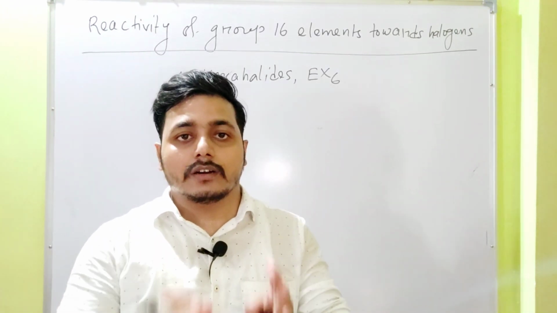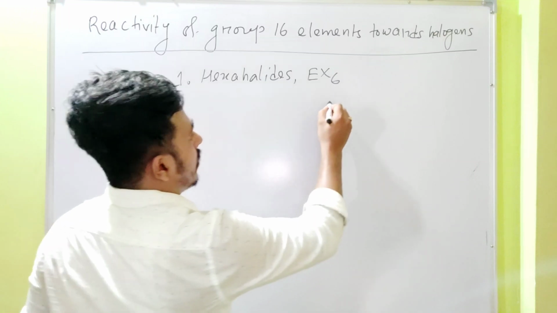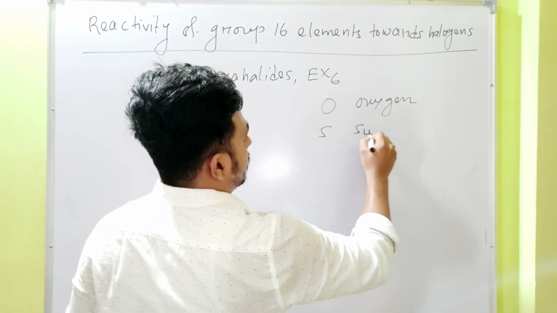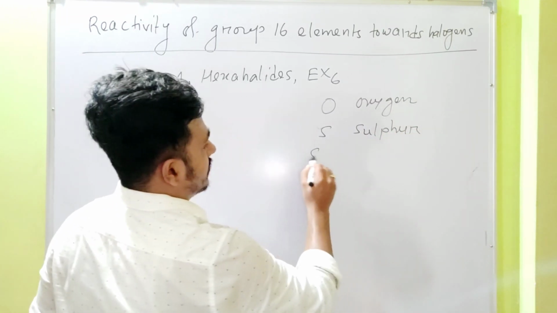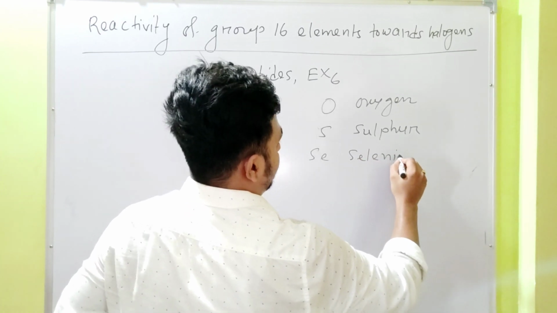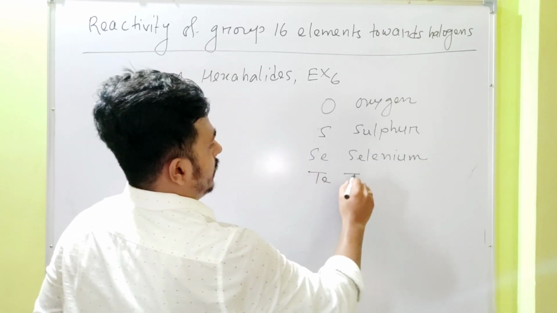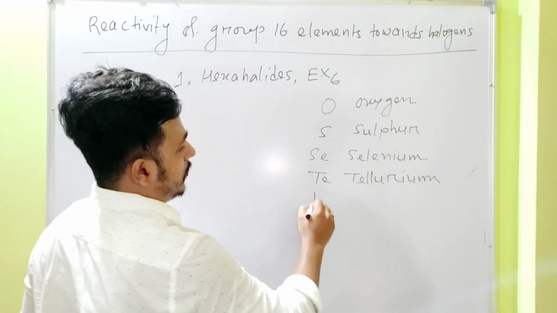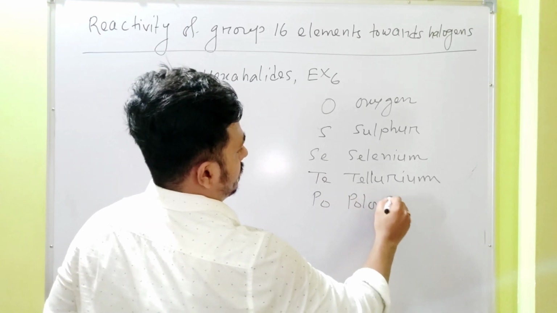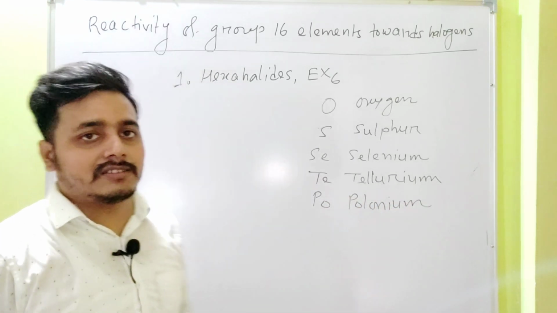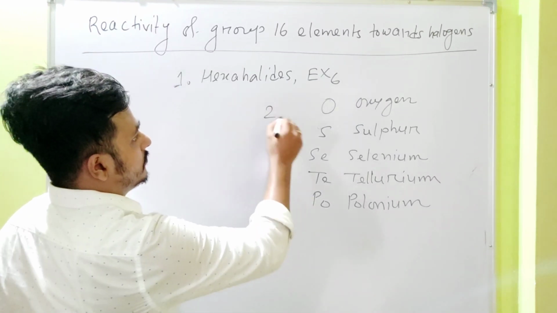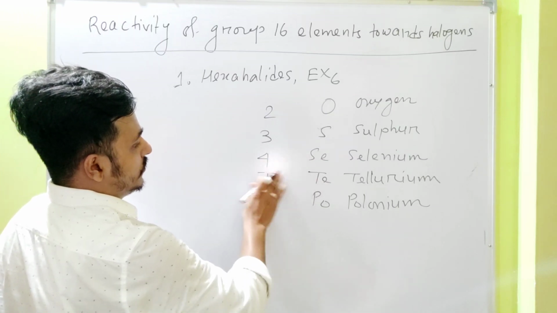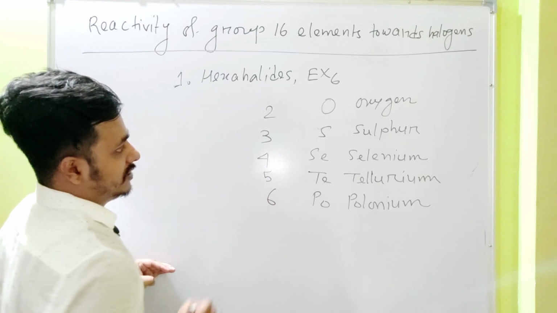Now, what are group 16 elements? These are oxygen, number 2 sulphur, next selenium, tellurium, last polonium. Oxygen belongs to the second period, sulphur third, selenium fourth, tellurium fifth, polonium sixth.